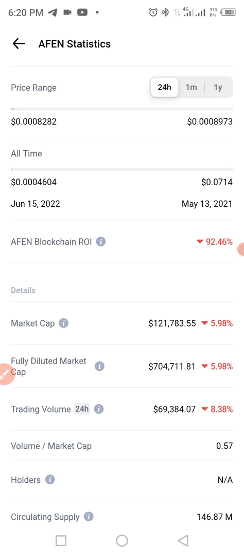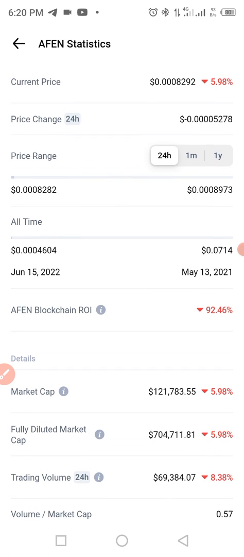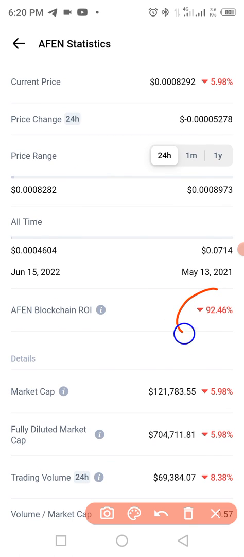Let's look at the all-time low. The all-time low was 0.0004, and wow, look at the range of this particular coin. Meaning, if you had bought the coin when it launched.